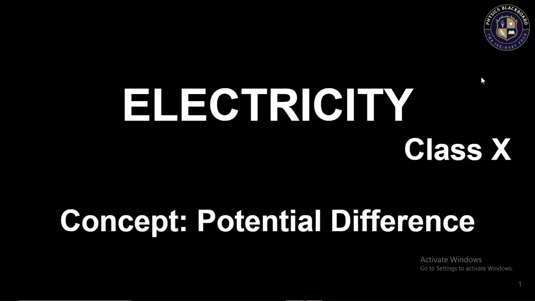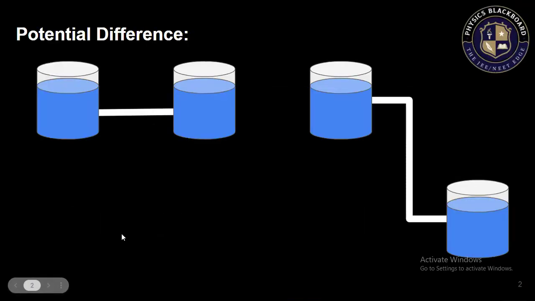Today, we learn the concept of potential difference from the chapter Electricity, class 10. Before understanding the term potential difference, we simplify its meaning with a water analogy.